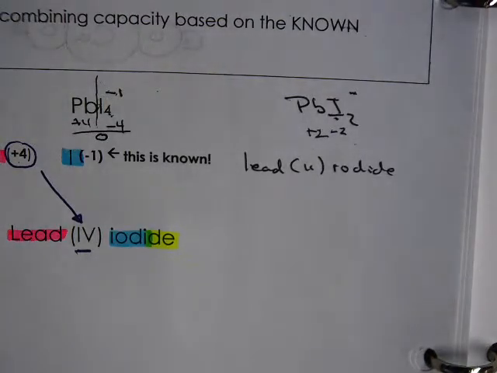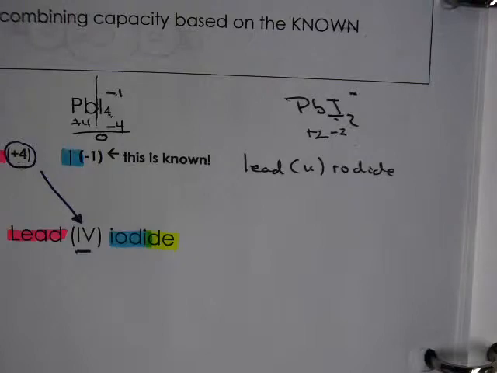Now, why do we go through all this hassle? Because lead 4 iodide is not the same thing as lead 2 iodide. They're two totally different chemicals. They have different properties, different reactivities, probably somewhat similar colors, but even that is not certain. So it's very, very important that you do this.